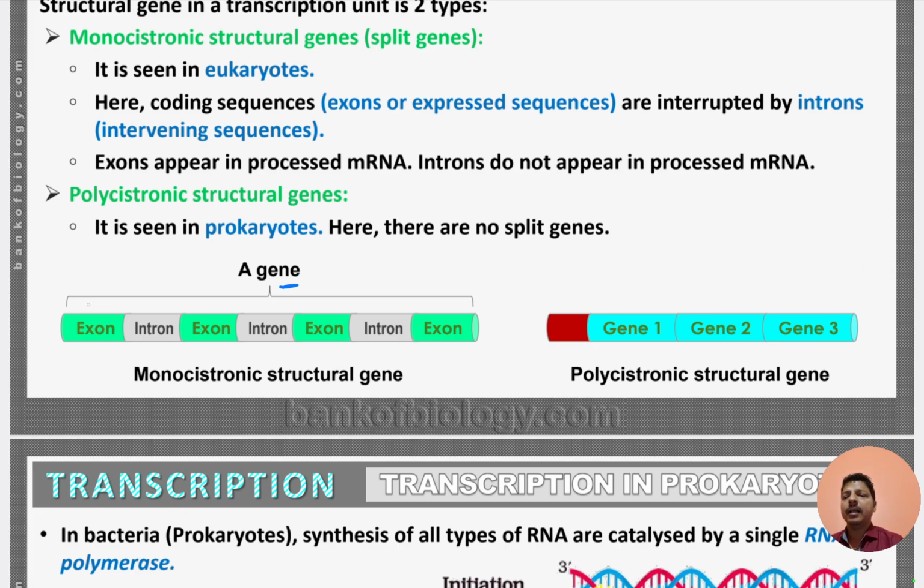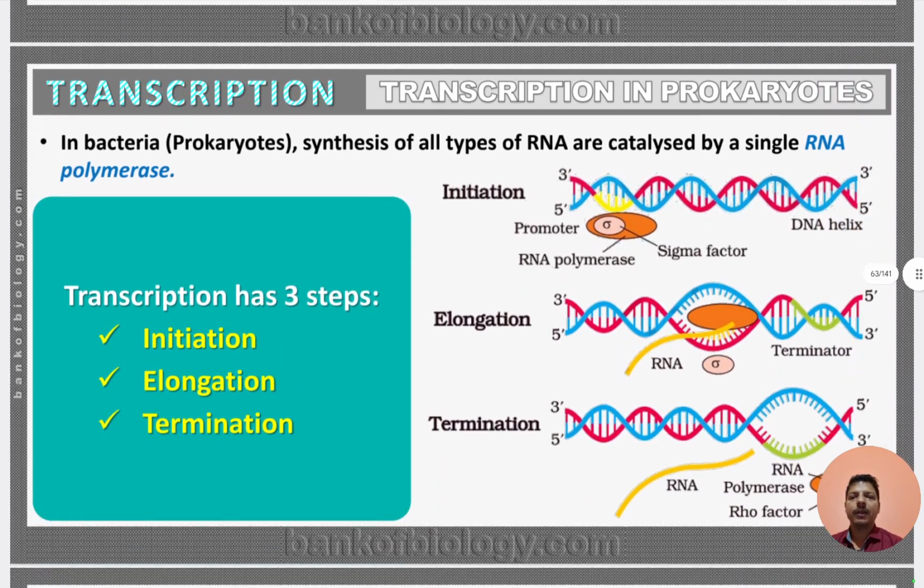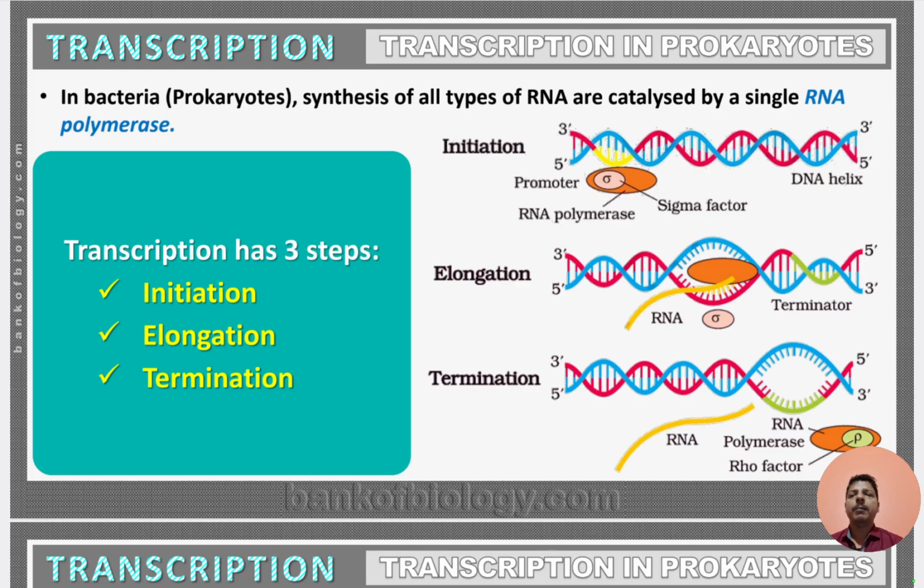In eukaryotes, exons and introns are found. Exons are the expressed sequences and introns are the intervening sequences. Exons appear in processed mRNA, introns do not. Coming to the prokaryotes, the polycistronic structural gene is found in prokaryotes. Here there is no split gene, no exon, no intron. Remember. Then in bacteria, prokaryotes, synthesis of all types of RNA is catalyzed by a single RNA polymerase.